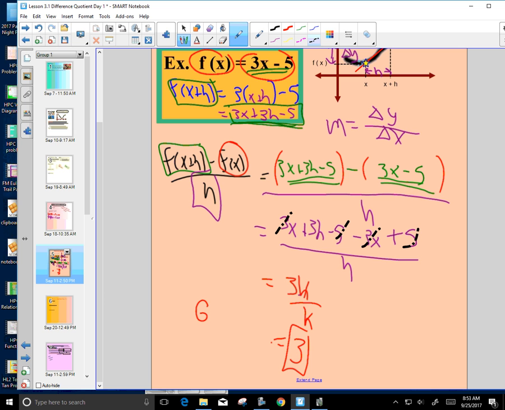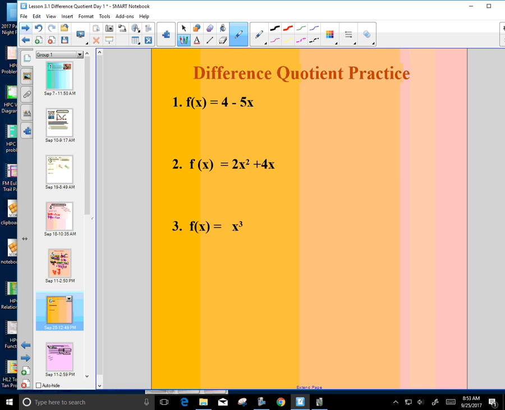This is another name for the general equation for slope. And for a straight line, you won't have any plus h's, but some of the other ones you'll have some h's with it, and that's okay. Guess what? That's plenty. That's plenty to do.